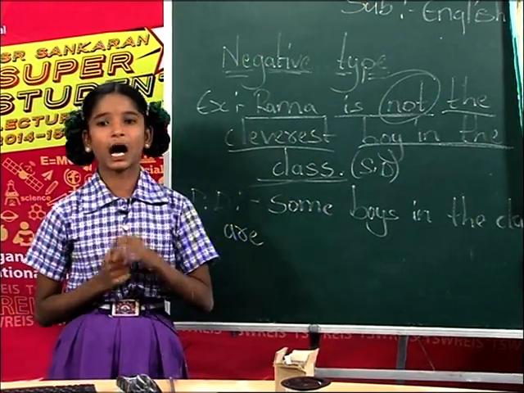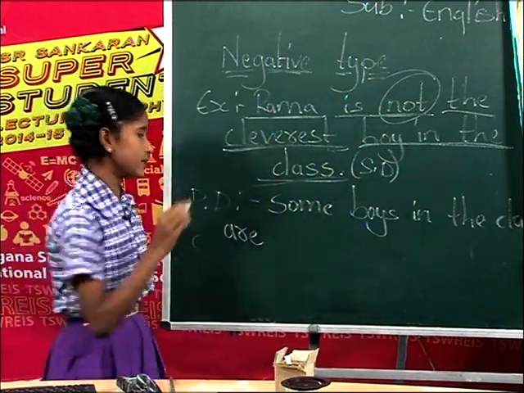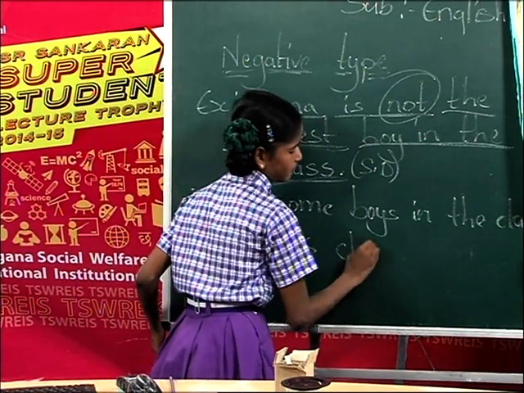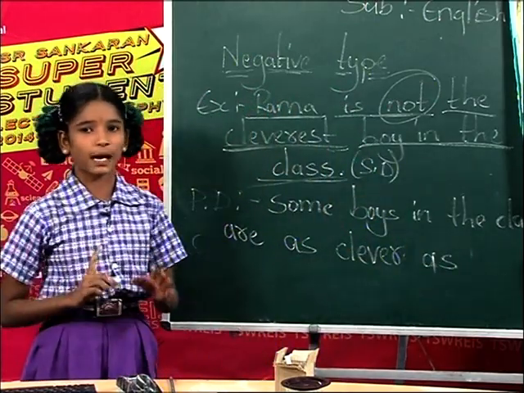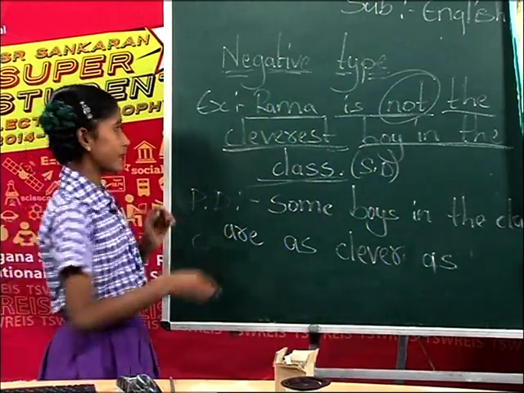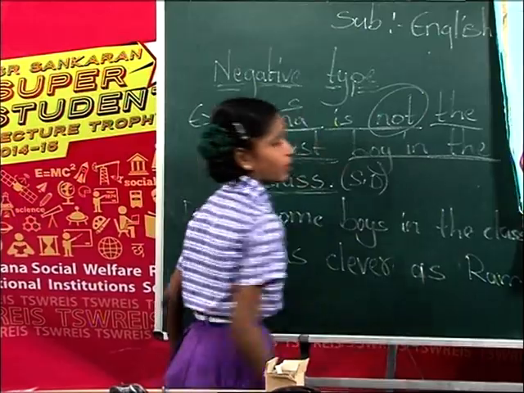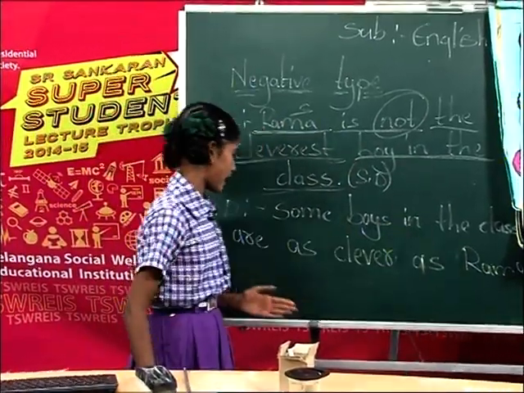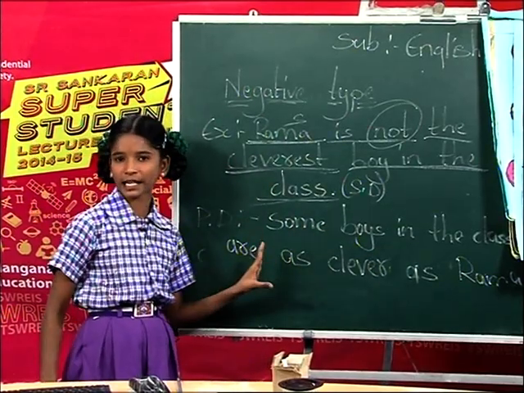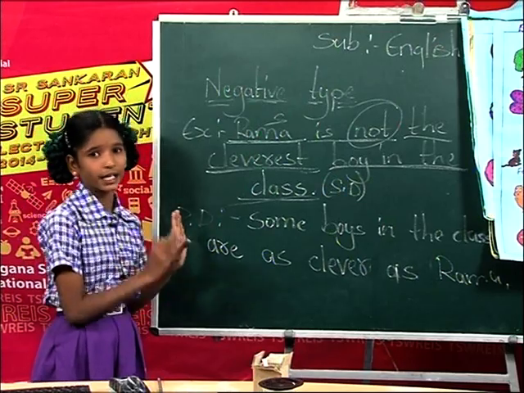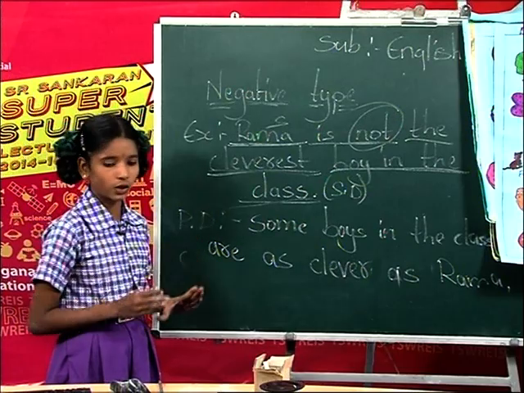Now we should write the positive form for the cleverest. What is the positive form, friends? Yes, as clever as. Lastly, we should add the subject. What is the subject? Yes, Rama is the subject. Now read the sentence. Some boys in the class are as clever as Rama. Now in which degree is this sentence, friends? Yes, it is in positive degree. This is the way how to change from superlative degree to comparative degree and positive degree.